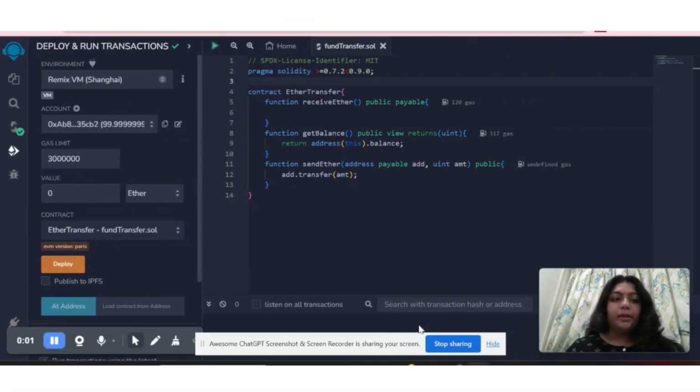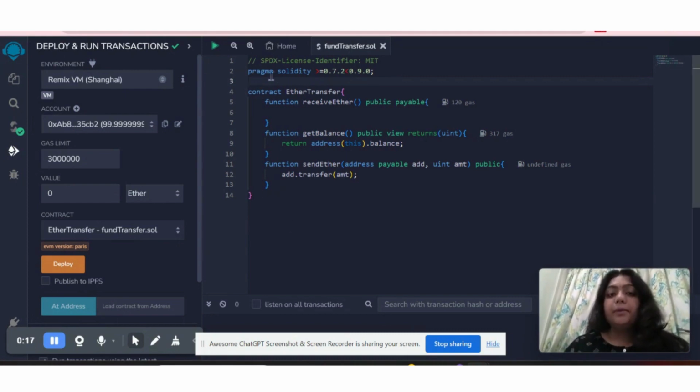So now we'll be seeing a smart contract which is based on fund transfer. For fund transfer, what are the three main functions? Sending the amount, receiving the amount, and getting the balance. We are implementing those three functions in this particular contract.